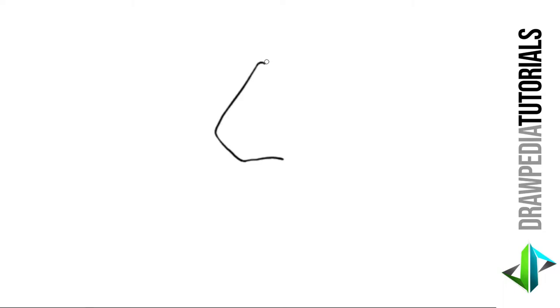Going back to the point above, I'm gonna extend the line diagonally to the right. Semicircle turn at this inner corner. Continue the line downwards. Diagonal turn in and to the left.